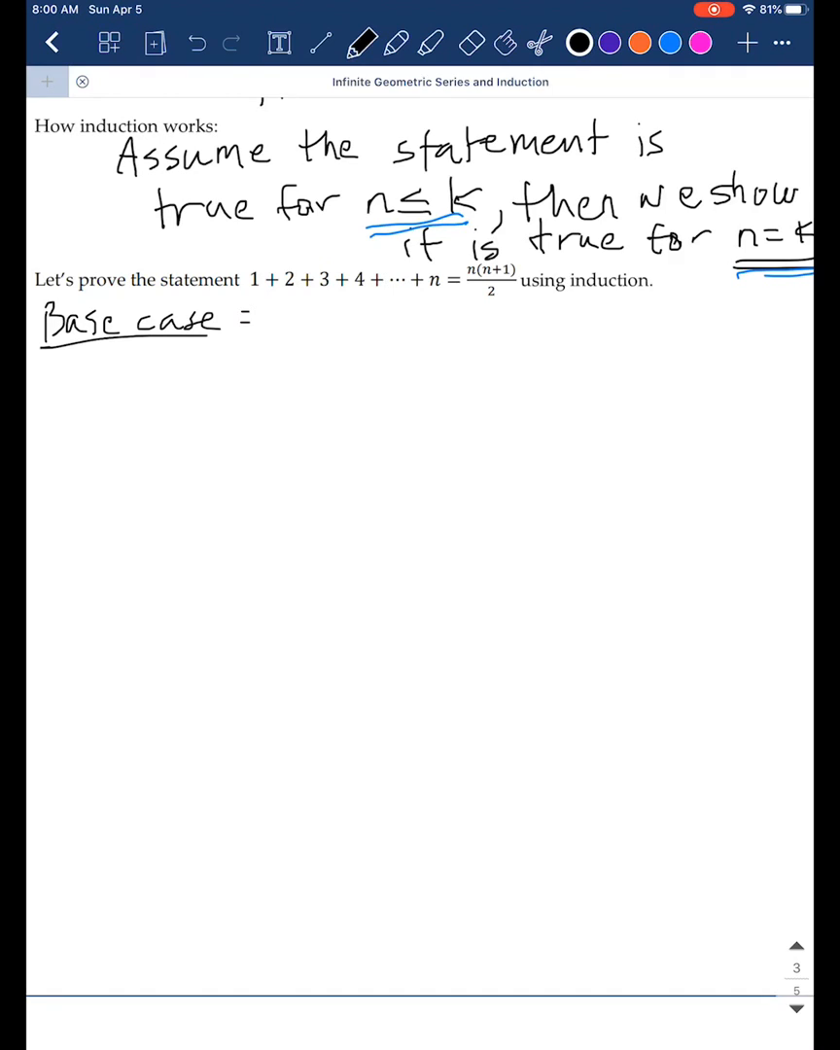And so base cases show that it's true for at least one value. We only need it to be true for one, but you can do more if you want to. So n equals 1, which we've kind of already shown. So 1 is equal to 1 times 1 plus 1 divided by 2 equals 1. So that's true.